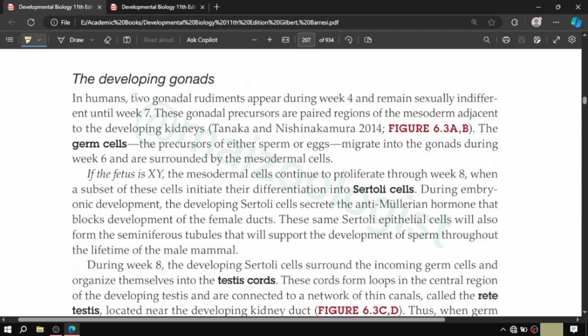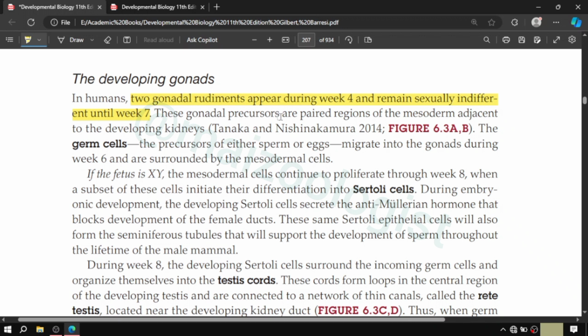So we know that in humans, two gonadal rudiments appear during the fourth week and they remain sexually indifferent until week 7 of pregnancy. So, until week 7 of pregnancy, there are no gonads, there are just gonadal rudiments or gonadal precursors.